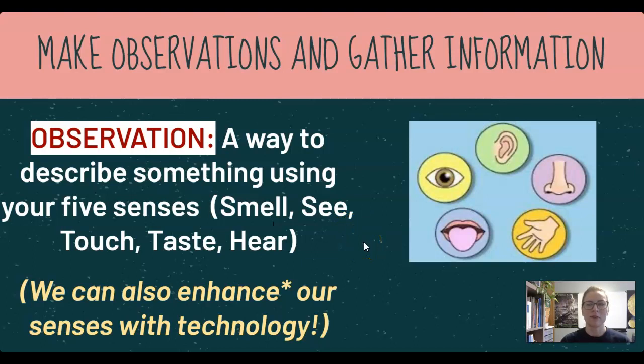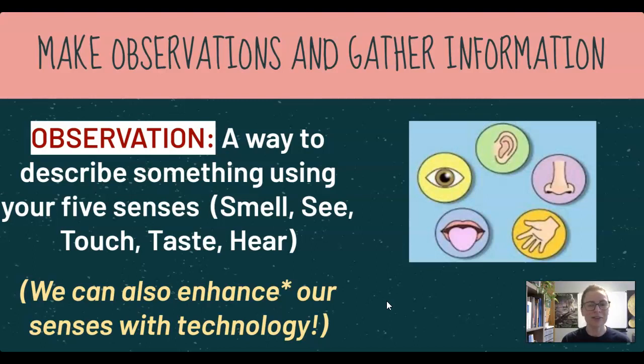All right, so the first step is to make those observations. And what is an observation? If something is in red in your notes, it means that it's a vocabulary term and should be included in your notes. All right, so observation is a way to describe something using your 5 senses. So something you can smell or see or touch or taste or hear. We can also enhance these senses, right?